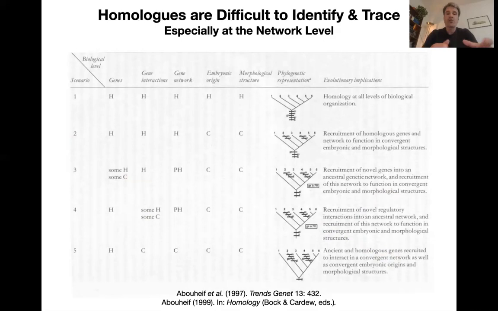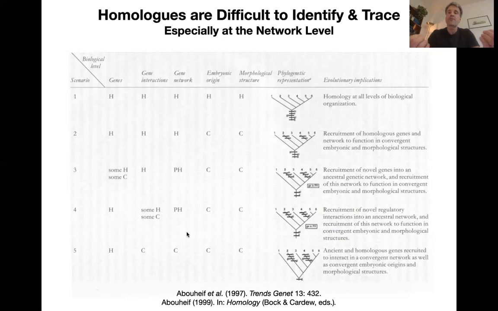I'm only showing you one of two pages here that lists different combinations of homologies, H here, and convergences at different levels. So for example, he looks at the level of the genes, gene interactions, the whole network, the organization of the network, the structure of the network, embryonic origins, morphological structure, and so on and so forth. And he shows all these different combinations. So it's very confusing. There is a large dissociability between these different levels.